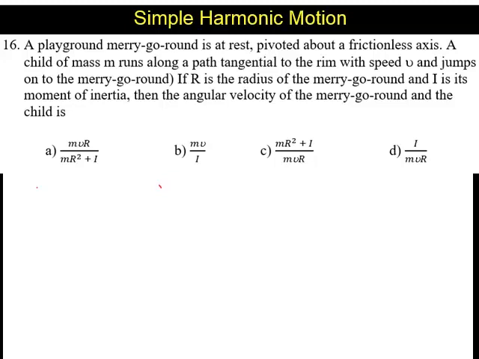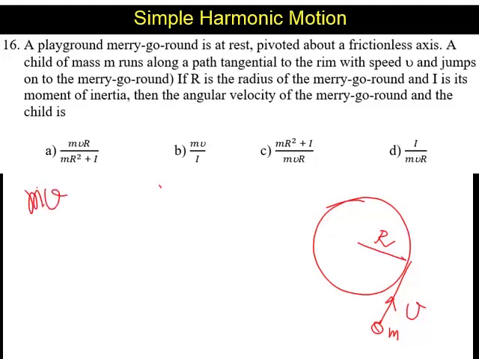Let us depict the problem like this. If this is a merry-go-round and the radius of that one is r, a child is running tangential to it. So if the mass of the child is m and velocity is v, then the radius of the circular path in which the child is coming is r. So we can say the angular momentum of the child is mvr.